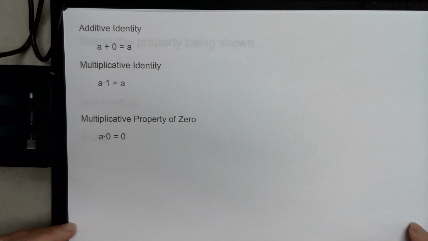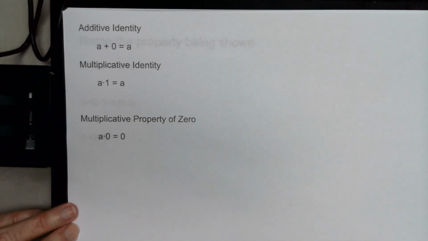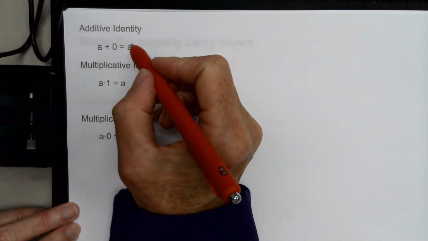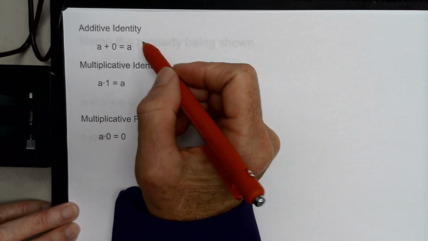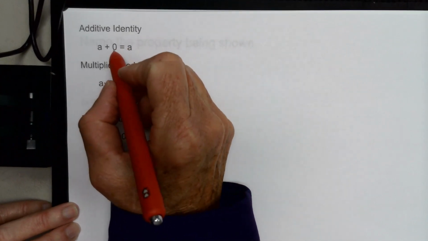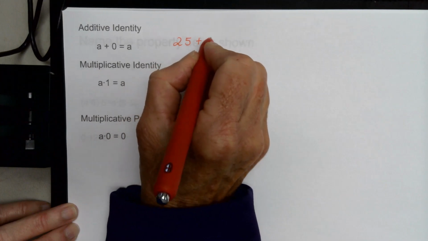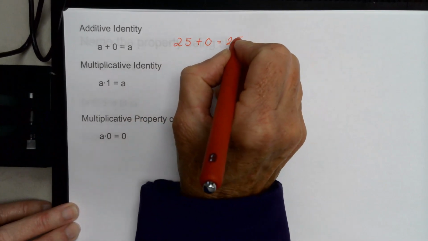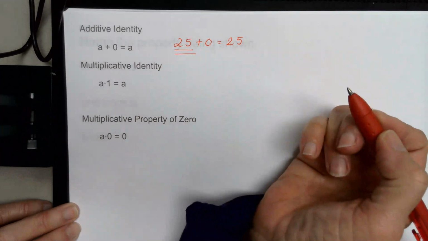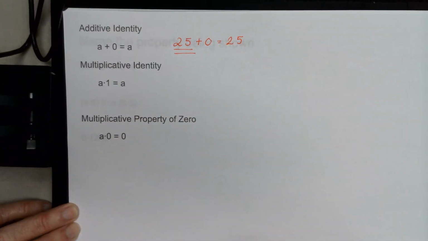Next property is called the additive identity property, and it basically says in order for a number to keep its identity when you're adding, you can add 0 to it. So any number plus 0 is going to give you the original number. Now that's a property that you use all the time, you know it, but you don't sit there and think of, oh, it's called the additive identity property. You just know that when you add 0 to a number, it doesn't change the number.